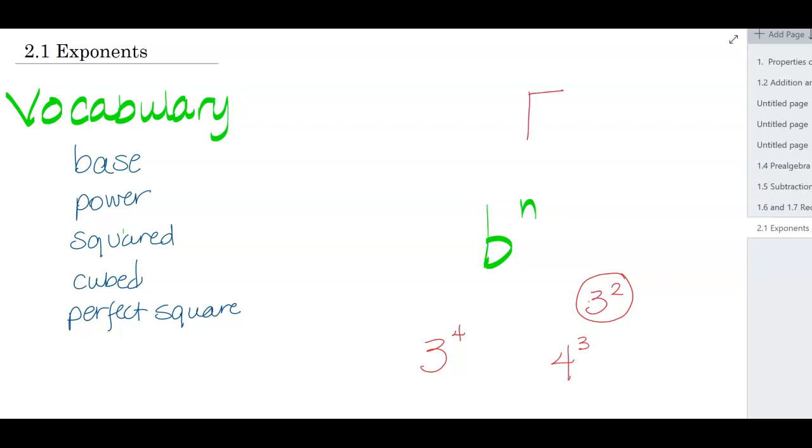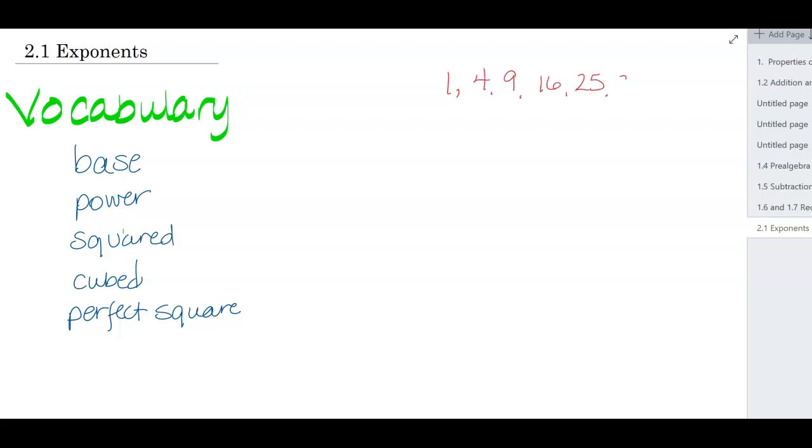If you have a 2 by 2 array, notice it makes a square, a 4. A 3 by 3, it becomes 9. So those are called your perfect squares. Like your perfect squares are 1, 4, 9, 16, 25, 36, 49, 64.